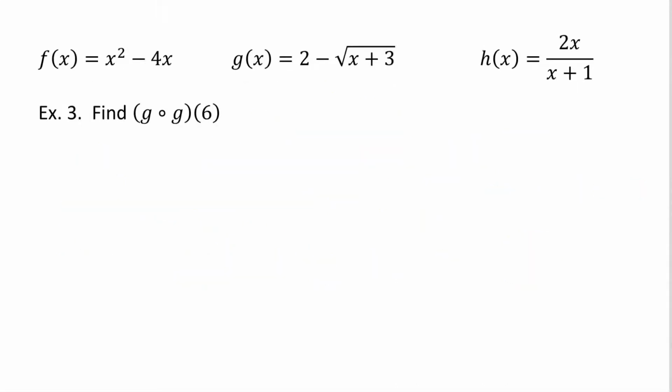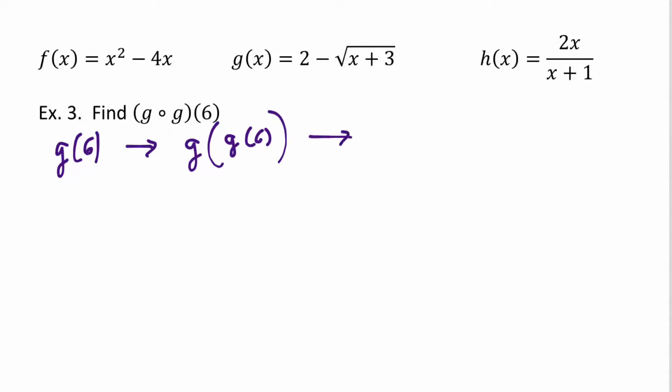In this example, we're asked to find g of g of 6. So we have to use the g function twice. So the first thing we're going to do is find g of 6 and get that number, and then we're going to plug that number into the g function again, and then we'll get out our numerical result.